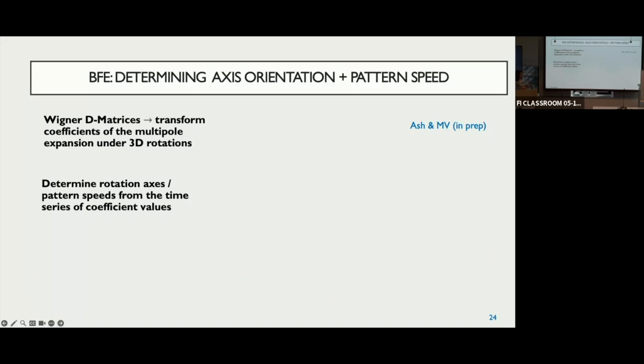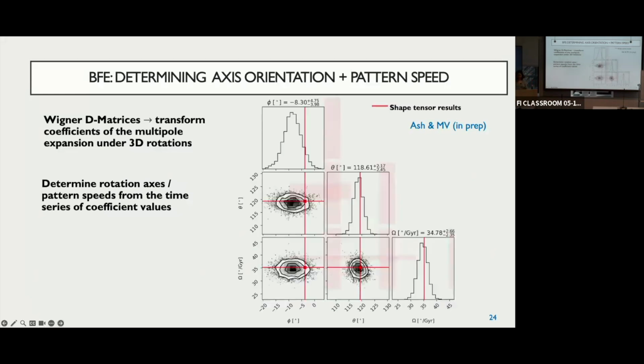Okay. Thank you. So do you want to measure the pattern speeds and so forth? There are these things called the Wigner-D matrices, which you might have encountered in quantum mechanics, sometime in your childhood when you were studying stuff. But anyway, they exist, and they are designed to transform coefficients of multipole expansion in 3D. And you can use them to determine the pattern speeds. And so Neil did. Neil is astonishing.